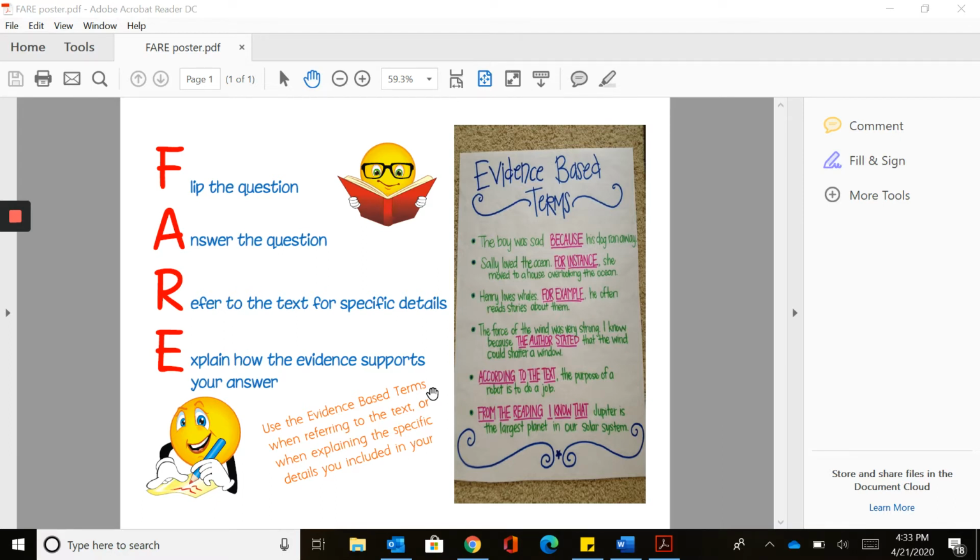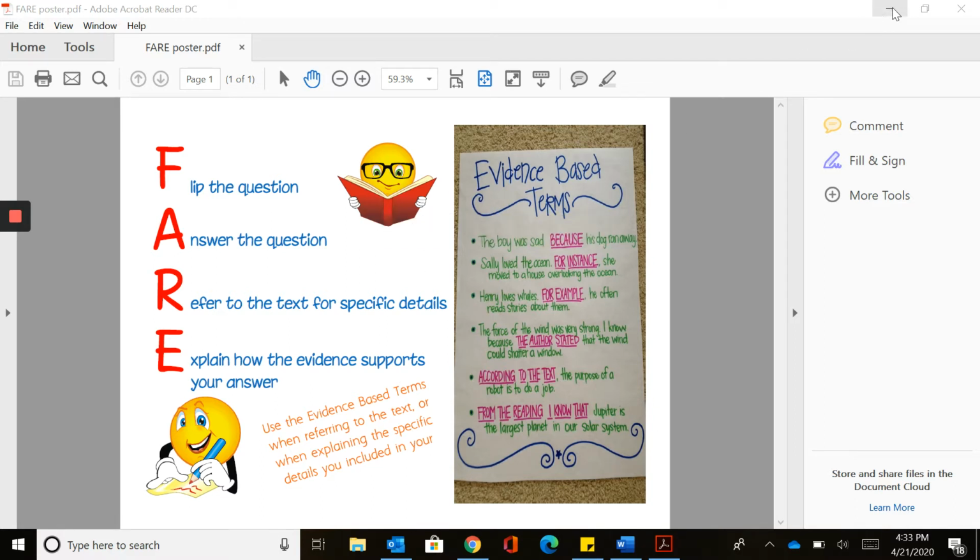In case you need the help or in case you need to come back and reference it while you're working on your constructed responses for this week and upcoming weeks as well. So just wanted to remind you that that's there for you. It breaks down the FAIR strategy and has a few example sentences right here on the right side.